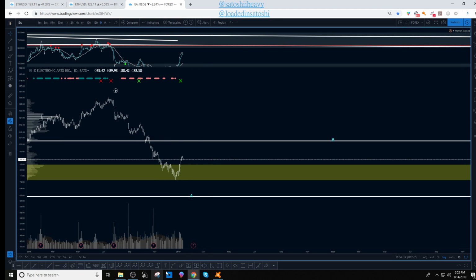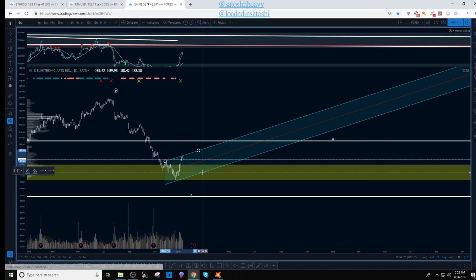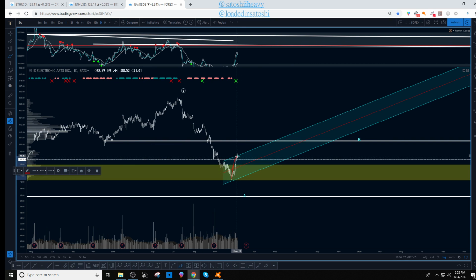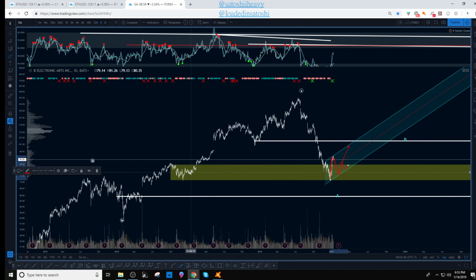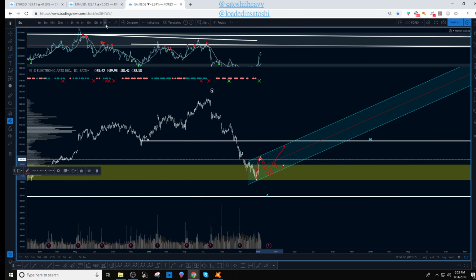To me, I think this is going to put in an A. We're going to correct more, longer than this. I don't know exactly what it'll form, but it'll be either an easy ABC like that, a zigzag, or the triangle. A wave could be a fourth wave.